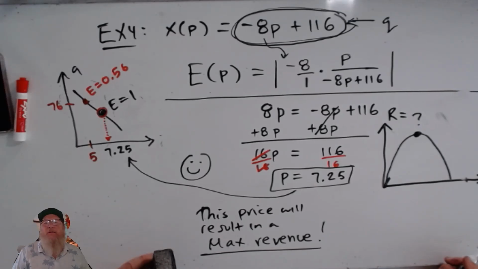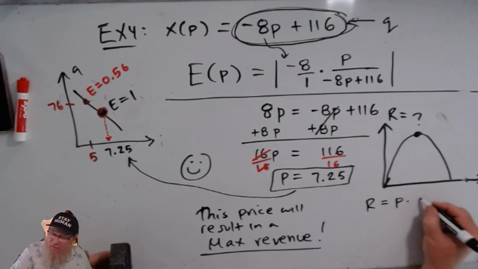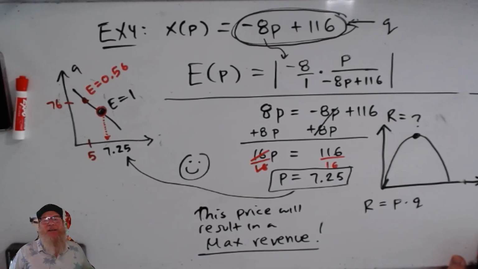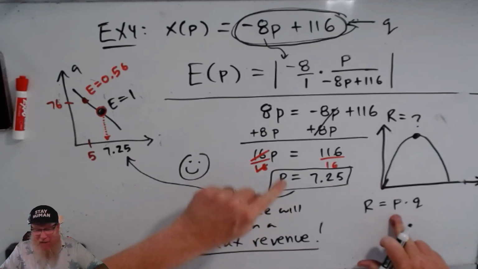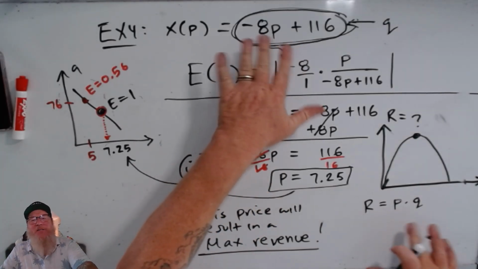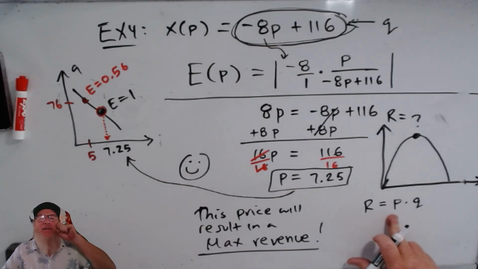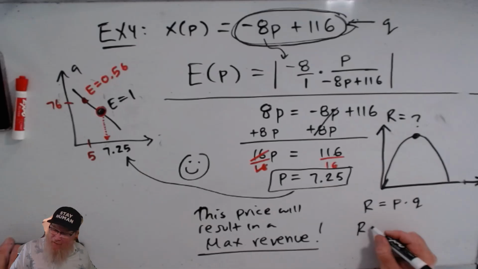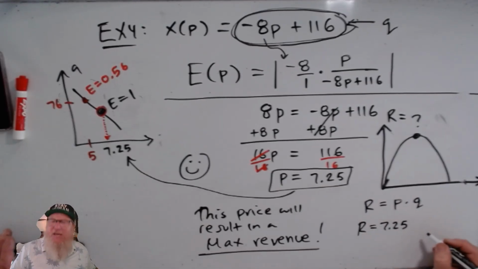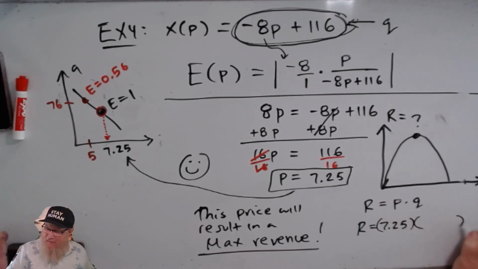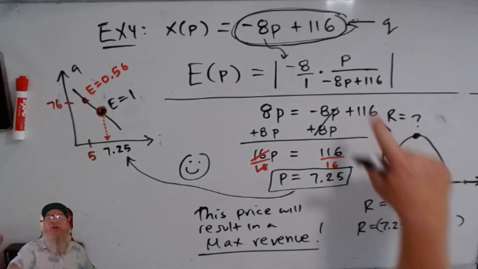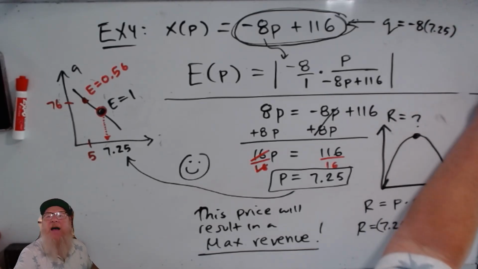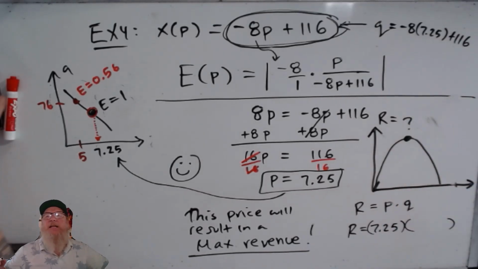What is that revenue? Well, it's pretty simple. R is just PQ. So the easiest form of the revenue formula I've ever given you. It means that you're multiplying P times Q. So, we will see, or if we haven't already seen, more complicated formulas for revenue. This is a very simple one, right? So the revenue is $7.25. I'm going to use parentheses. That's my P. And then my Q is right here. -8 times 7.25 plus 116.